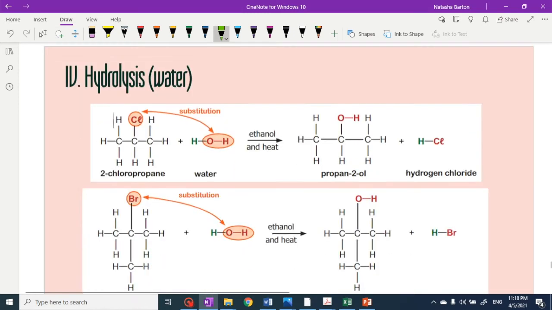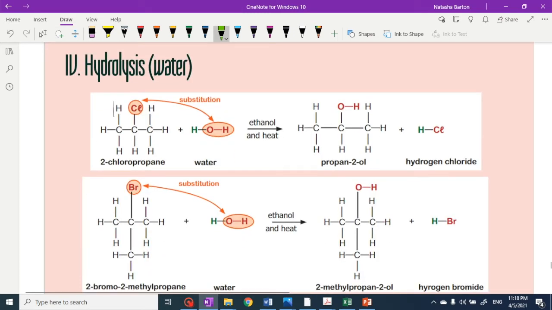So, just a few examples of these hydrolysis reactions. On the left, we have 2-chloropropane. This is a haloalkane. Our haloalkane, in this case, has a chlorine atom attached to it, and it will react with water. Our chlorine atom's bond to carbon will break, and here our hydroxyl will detach.